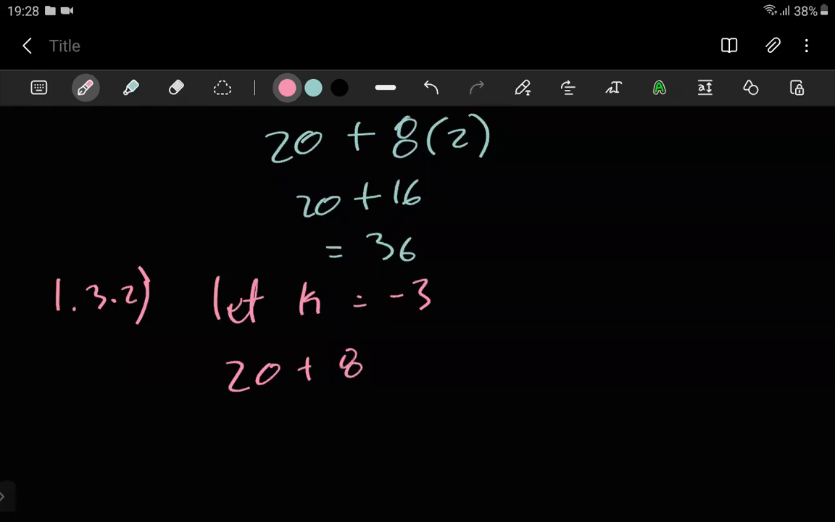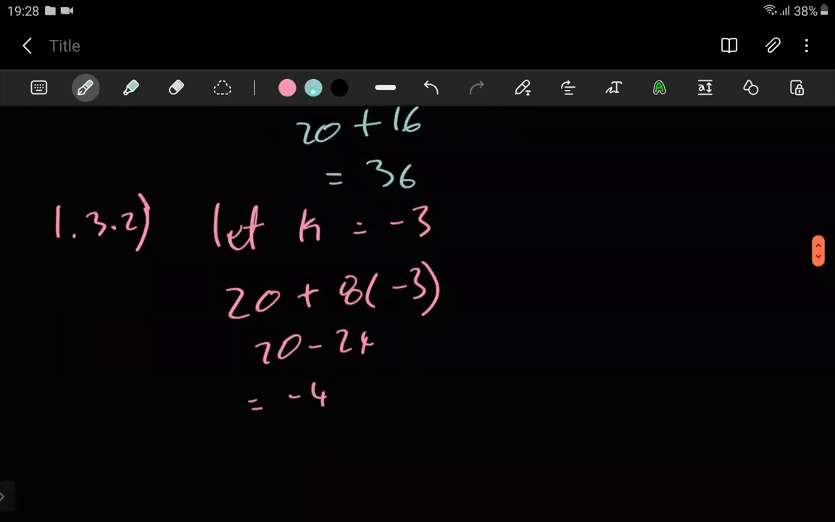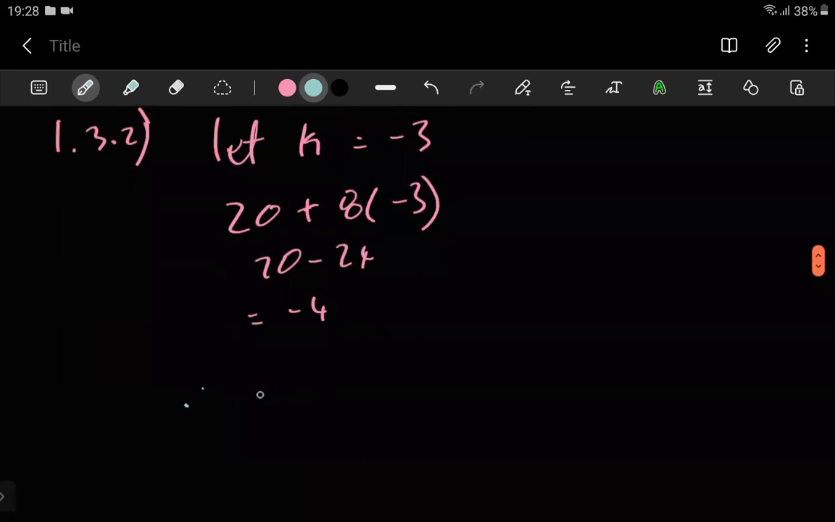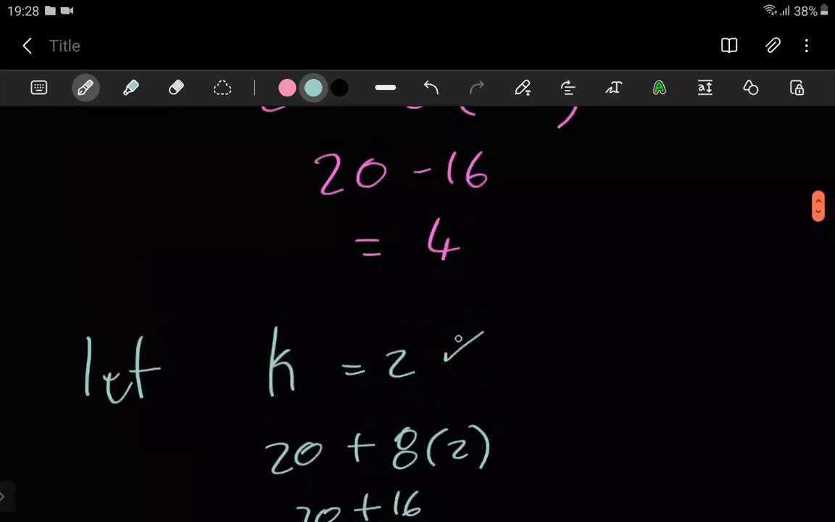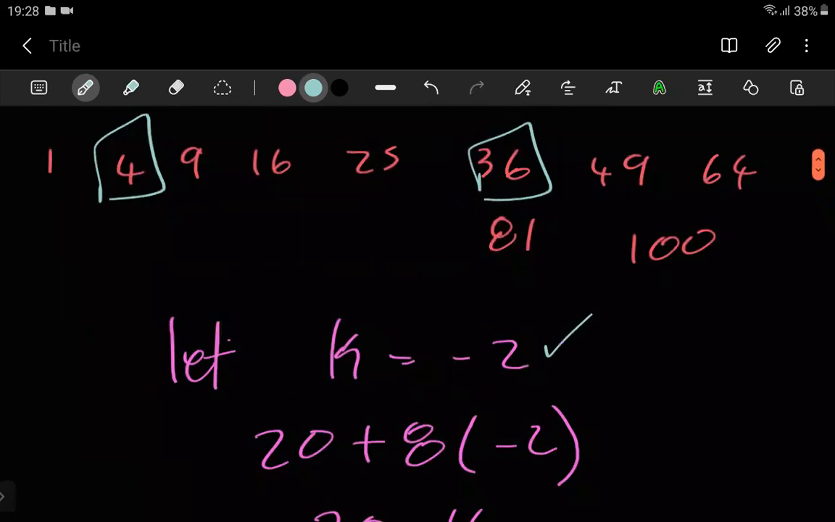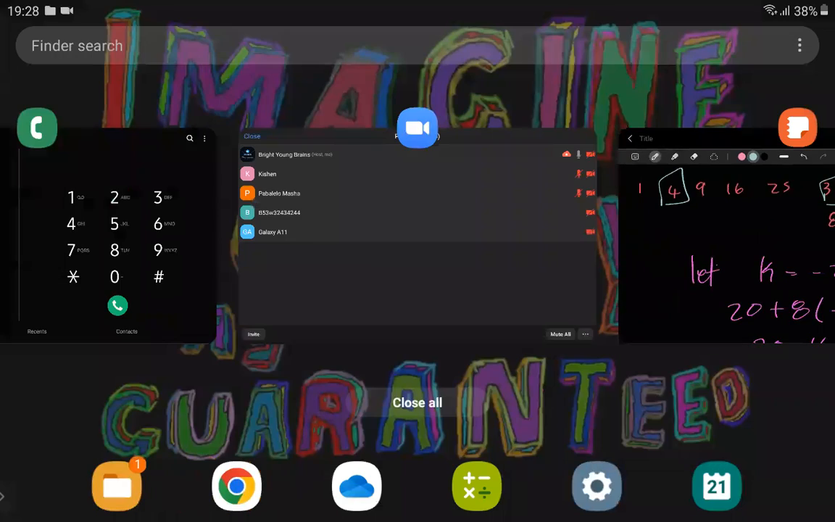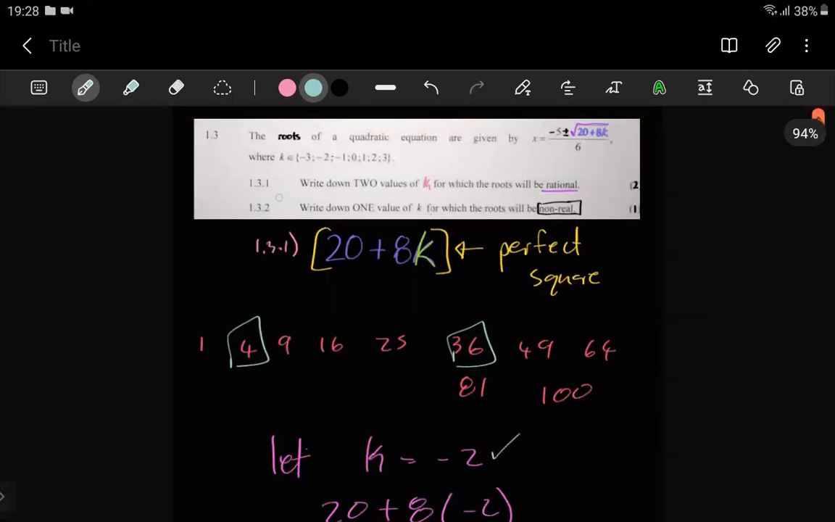Test it out just for the vibes. Then here 20 minus 24 is -4, you see. So here, therefore, k is equal to -3. -3 works. Here, +2 worked for the previous question, and then -2 also worked there. So that's how we would do these two questions here.